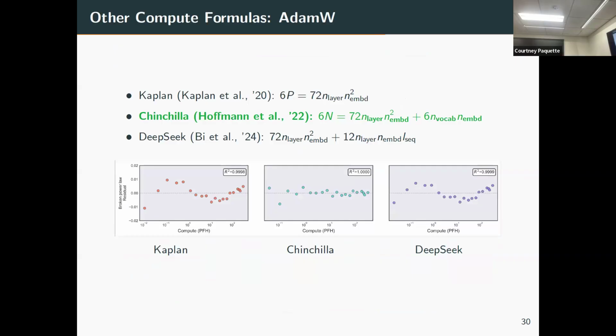You can actually test the different compute formulas. So there's Kaplan, Chinchilla, and DeepSeek has their own. If you fit the two power laws, then you look at a different compute formula and plot the residuals of how far off you are. Kaplan and DeepSeek have a very distinctive structure, which suggests that's not good. Like, that's the wrong formula for compute. Chinchilla doesn't seem to have it, which seems to be a better function for compute.